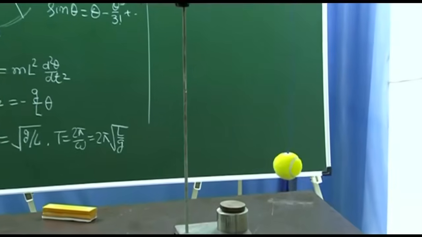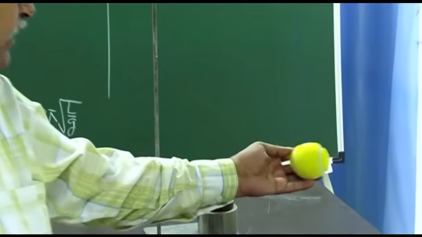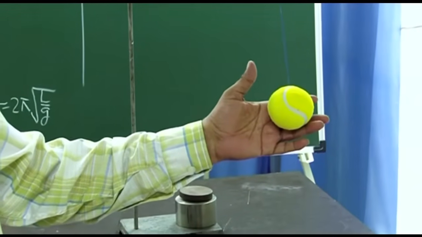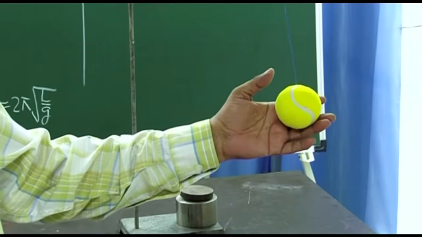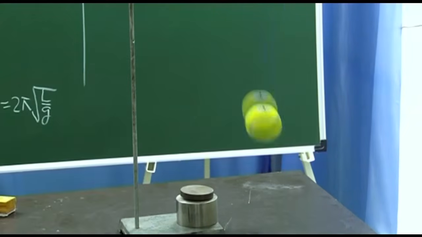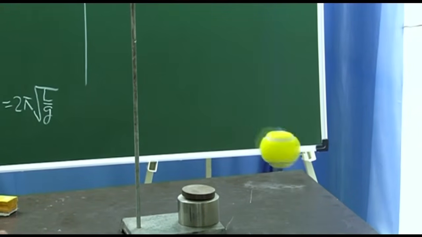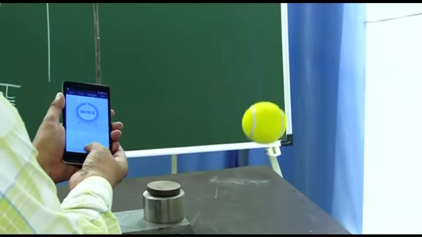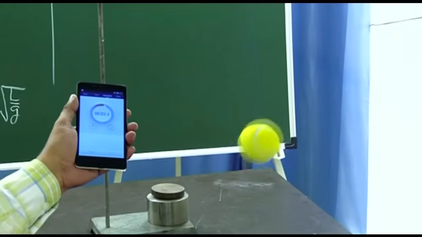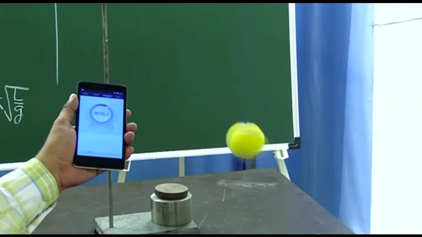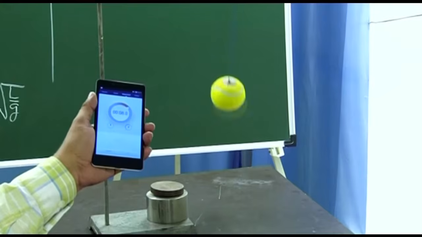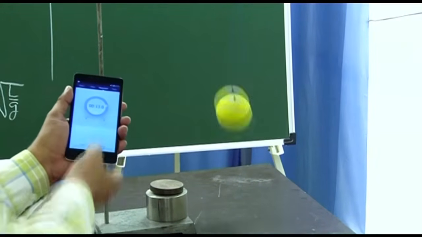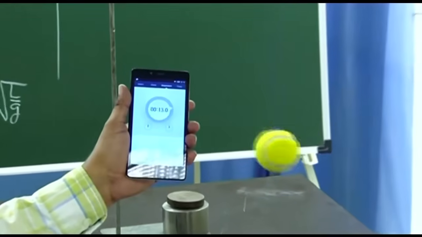Now let me oscillate it with a large amplitude. So I am pulling it to a large angle. This angle, although I am not measuring, must be more than 45 degrees, and I will leave it from here. Once again, here it goes: 1, 2, 3, 4, 5, 6, 7, 8, 9, 10. 13 seconds, 13.0 seconds.